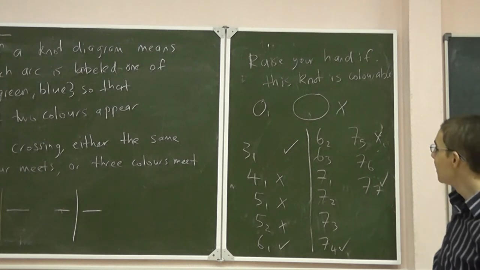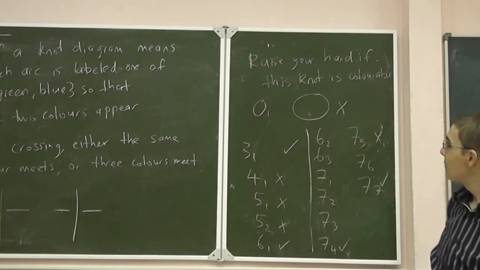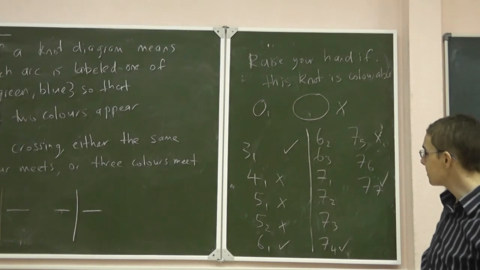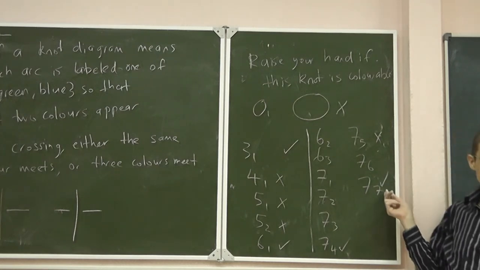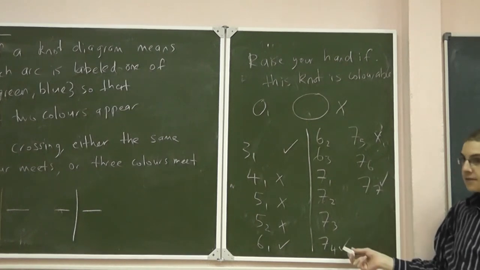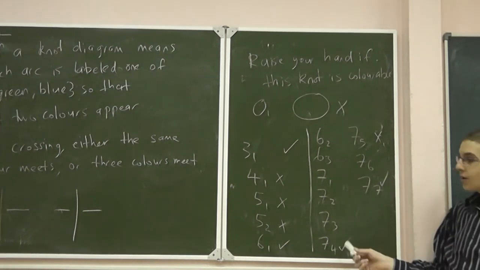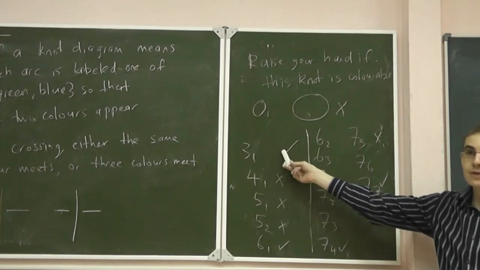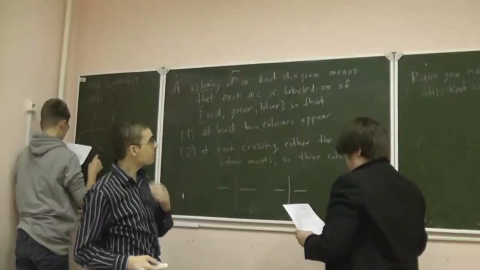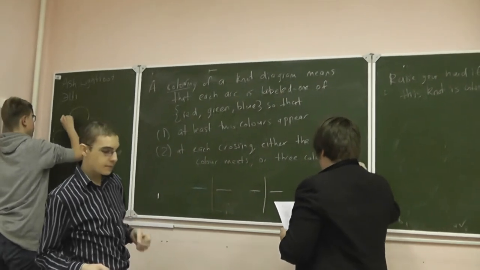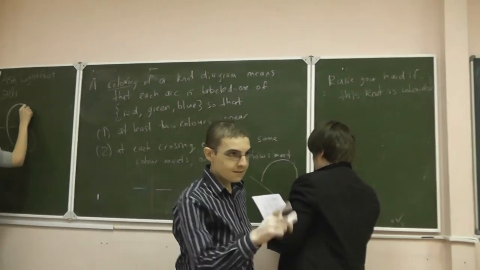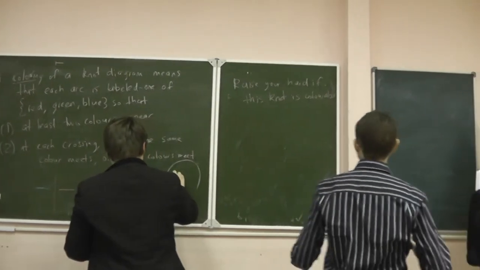All right, so what I'd like you to do is, Olya, I'd like you to draw a 7-7 with your colouring. Nikolai, could you do 3-1 for us? Okay. For those who are sitting, here's a challenge for you.